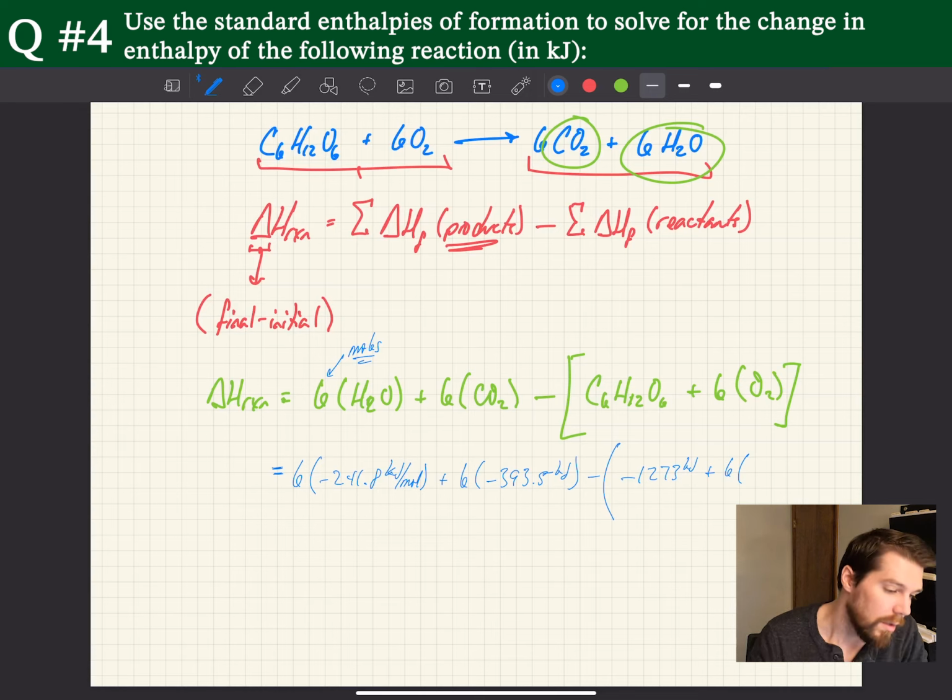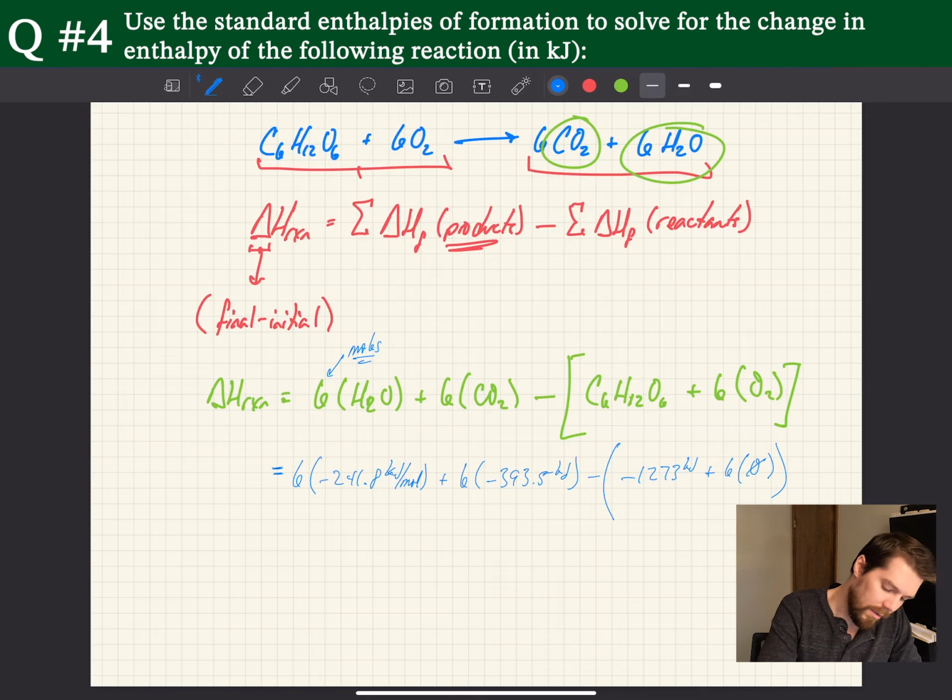Why not? The reason it doesn't have a value is because as chemistry students, we need to know that the enthalpy of formation of any element in its natural form, so oxygen as a gas, iron as a solid, iodine as a solid, bromine as a liquid, mercury as a liquid, right? Any element in its natural form has an enthalpy of formation of a big old goose egg, 0. So that's going to be 6 times 0 here.